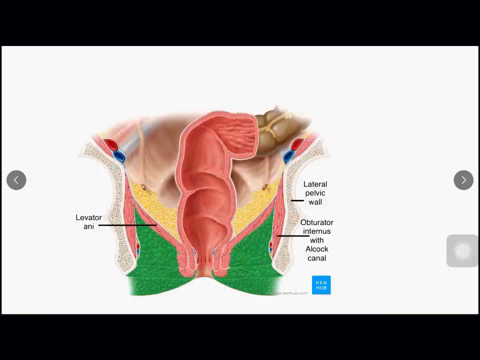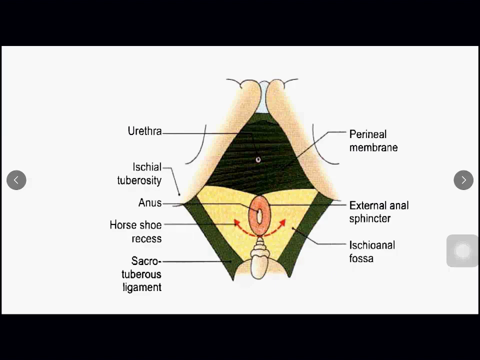Let us see about each of these things. The recesses: actually you have 3 recesses. What are they? Anterior recess, posterior recess, and a horseshoe-shaped recess. This anterior recess extends above the urogenital diaphragm. You cannot visualize it. Somewhere above the urogenital diaphragm there is a space, that is your anterior recess.